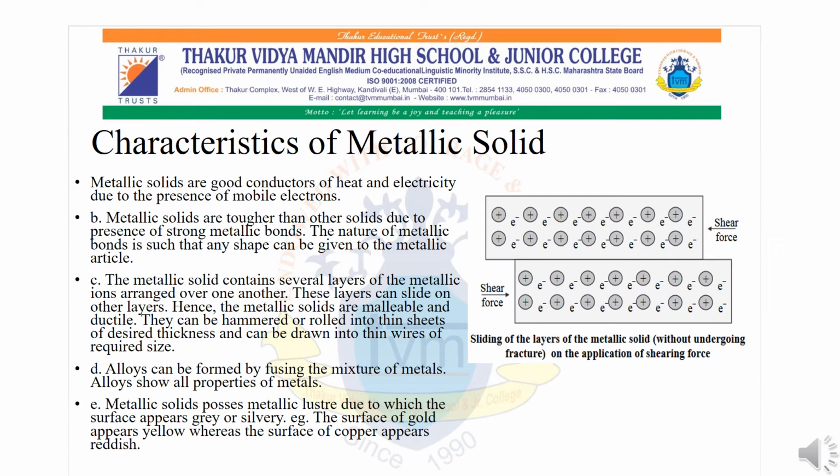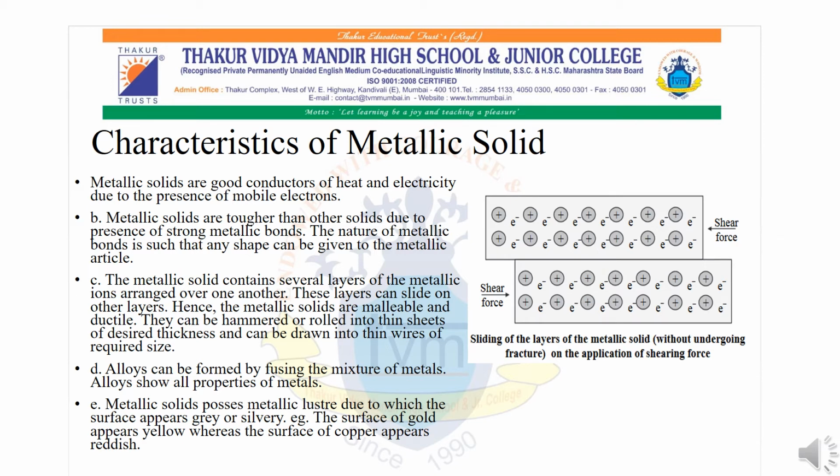Moving on to the next characteristic of metallic solids. Metallic solids are good conductors of heat and electricity due to the presence of mobile electrons. Metallic solids are tougher than other solids due to the presence of strong metallic bonds. The metallic solid contains several layers of metallic ions arranged over one another. Alloys can be formed by fusing a mixture of metals. Alloys show all properties of metals.